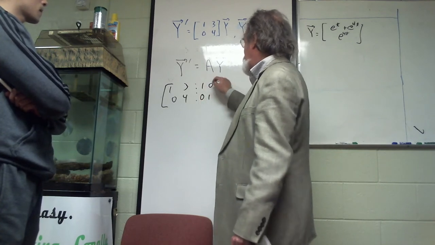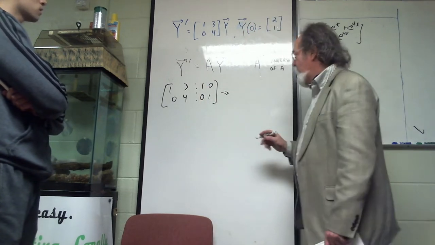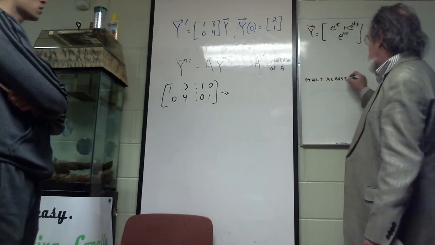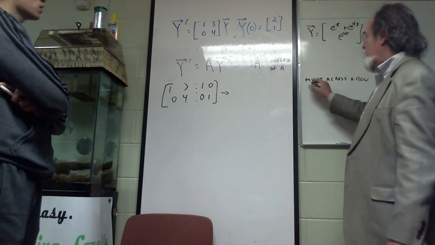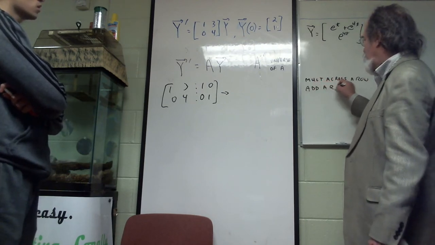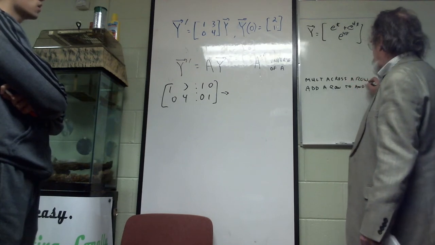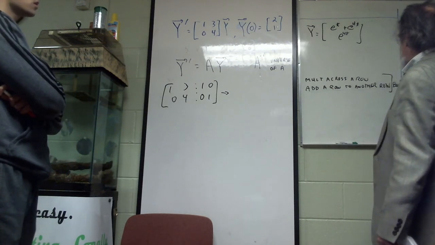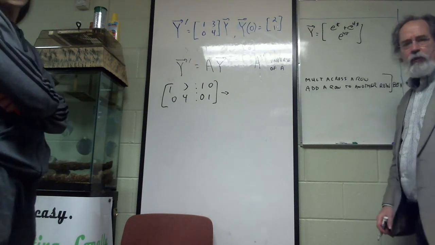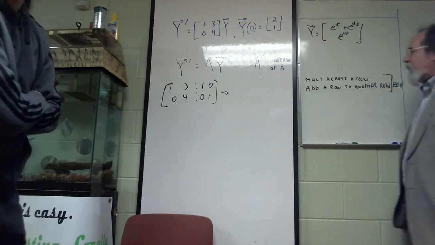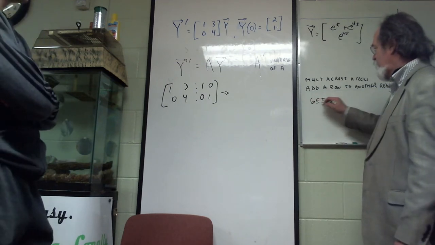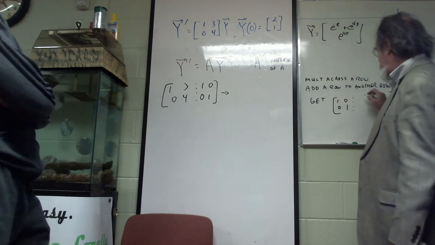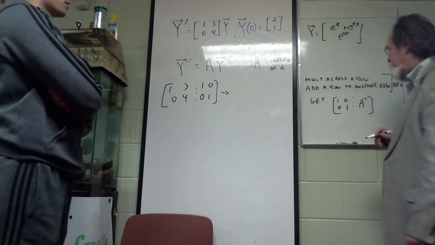And now, here's the rules, kids. You can multiply across a row. You can add a row to another row. And add multiples of the row. And then you can do both of these together. So those are our 3 rules. And the goal is, here's what we're trying to get: 1, 0, 0, 1 on the left, and then this one here will be A inverse at the end. So that's what we're trying to do.